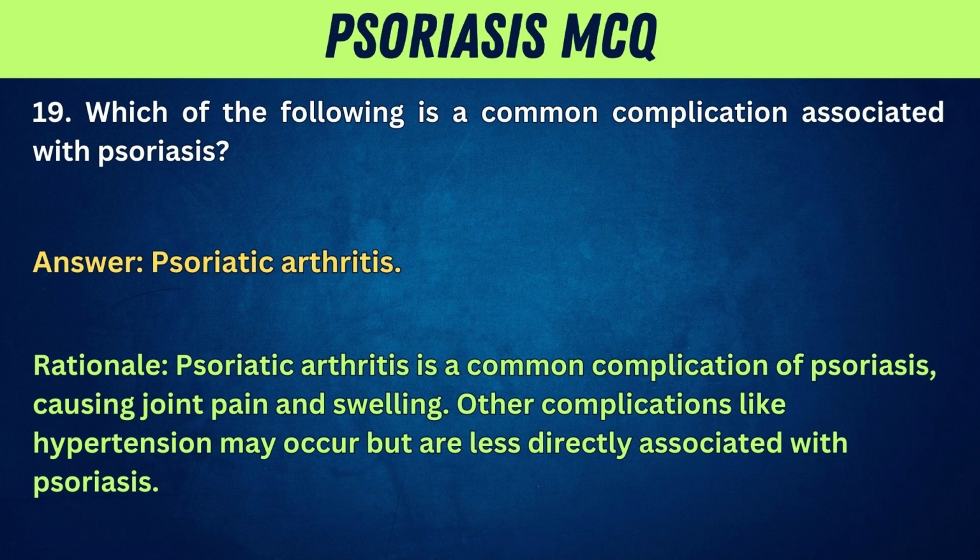Psoriatic arthritis. Rationale: psoriatic arthritis is a common complication of psoriasis, causing joint pain and swelling. Other complications like hypertension may occur, but are less directly associated with psoriasis.